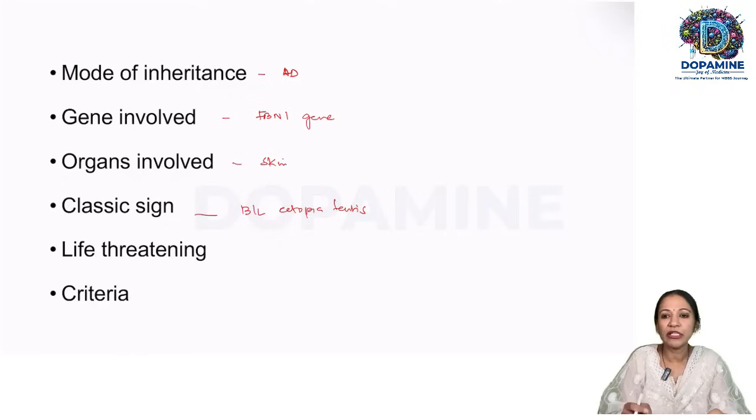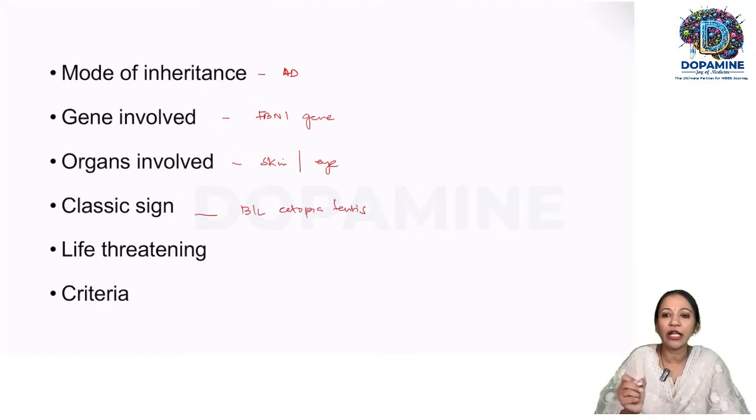So what happens? Both the lens will get dislocated because of the weakening of the ciliary zonule. So bilateral ectopia lentis is there. We should always suspect a diagnosis of Marfan syndrome. So organs involved, one is skin, second is the eye.